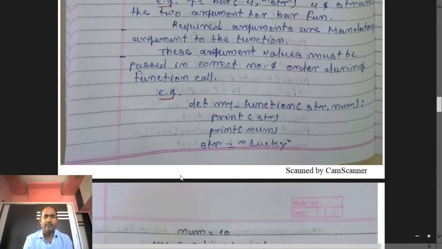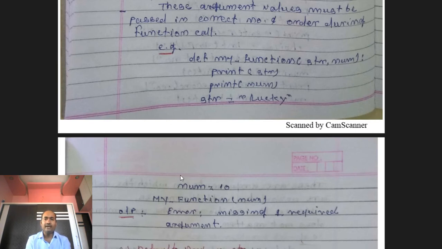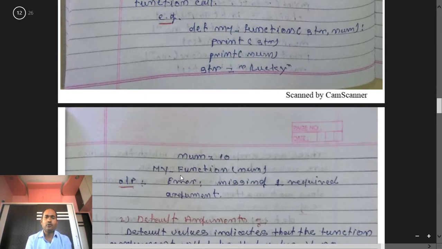Likewise, see one example here. def my_function(str, number): these are the two parameters. print(str), print(number). Then str is equal to lucky, number is equal to 10. Then the function call my_function(num). Look at what will happen when you execute this code. An error is given: missing one required argument. That means we have to pass two parameters, str and num, and at the function call we used only one argument, that is num. We are not passing str. So due to this your program gives an error.